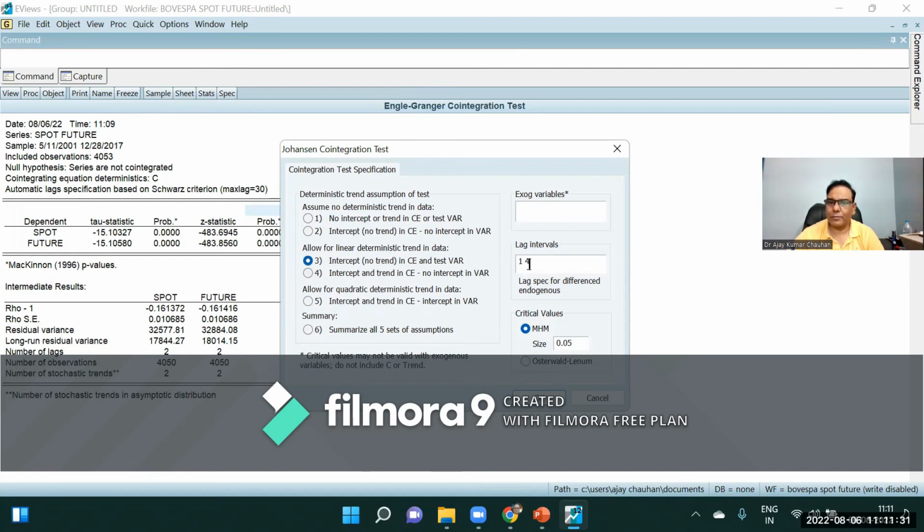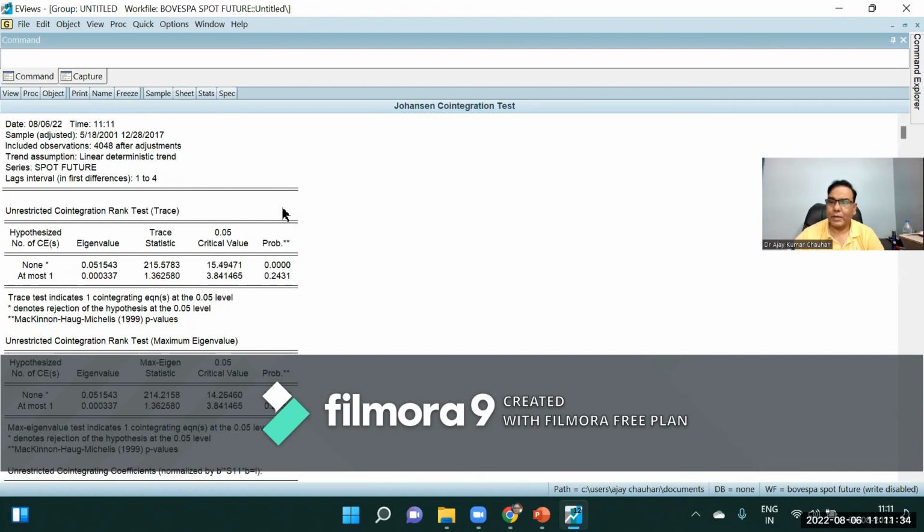Okay. So what kind of result should you have? The first is called the trace test. There are two hypotheses. Number one, there is no cointegration, and we are rejecting that. At most one, we are accepting; this is the alternate hypothesis. So we are testing both the null hypothesis and the alternate hypothesis at the same time.